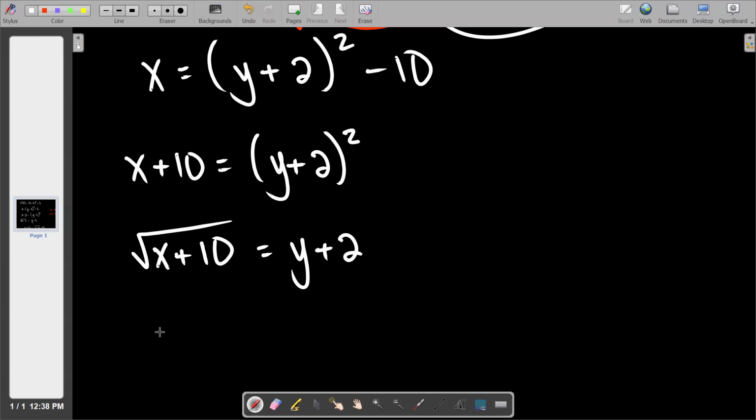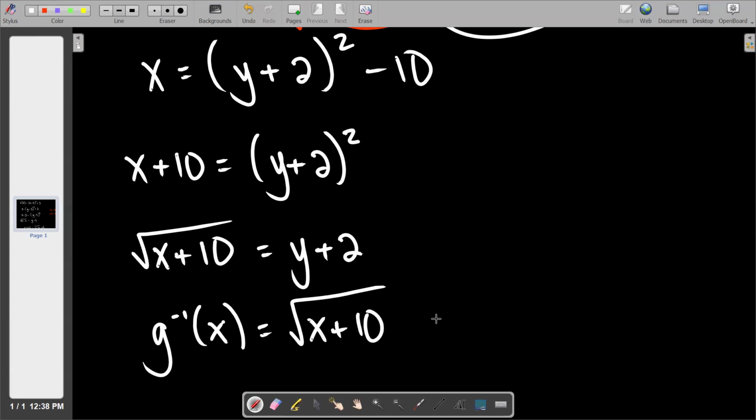Good. So we have g inverse of x is going to equal the square root of x plus 10 minus 2. Got it? Maybe I misread the room, but I felt yesterday like that was a bold thing to just go through so fast. Do you feel like it's easy? You got it? Okay.